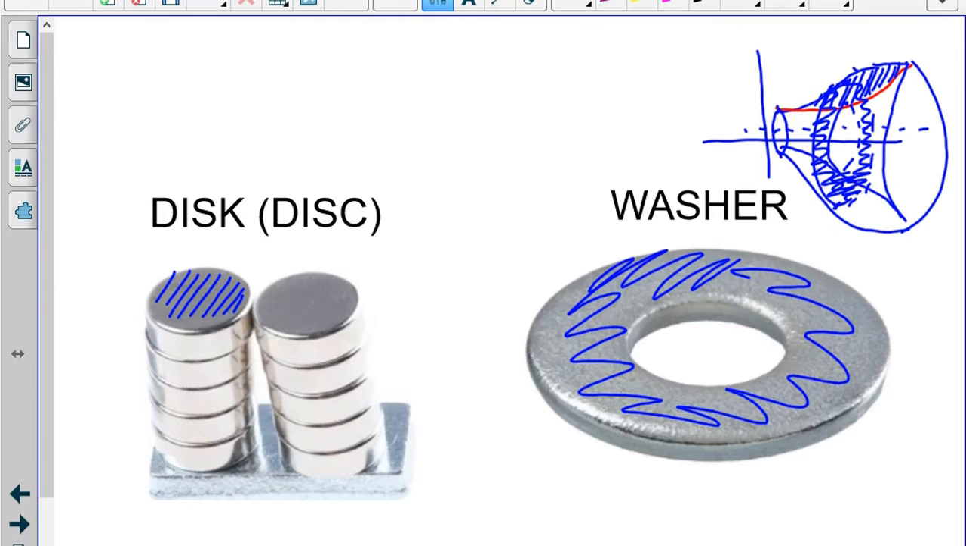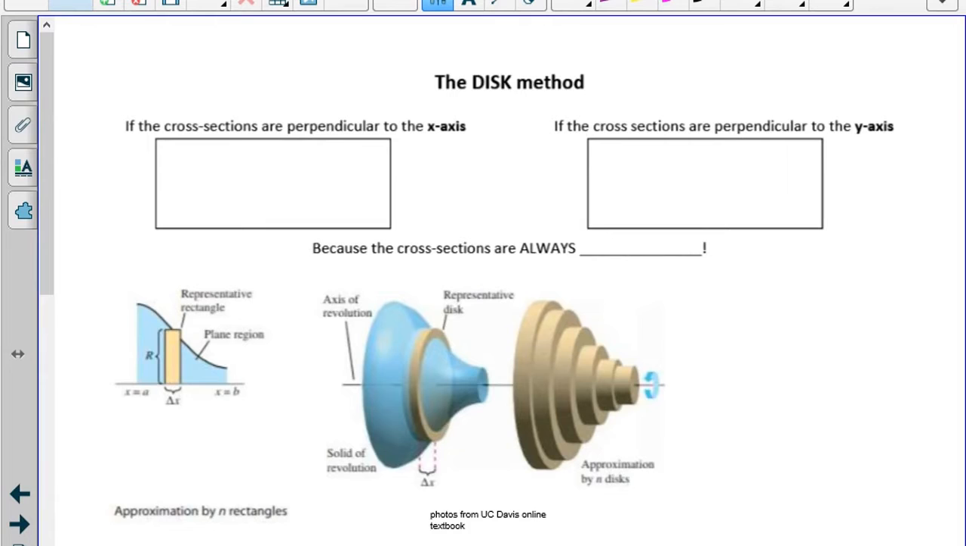So you will hopefully be able to see that a little bit better when I don't have to draw it. All right, let's get into the technical aspects of this, and then we will do some example problems.